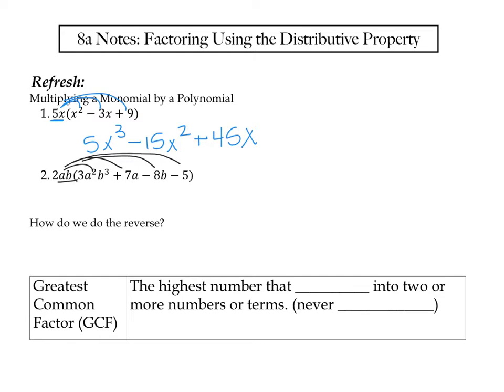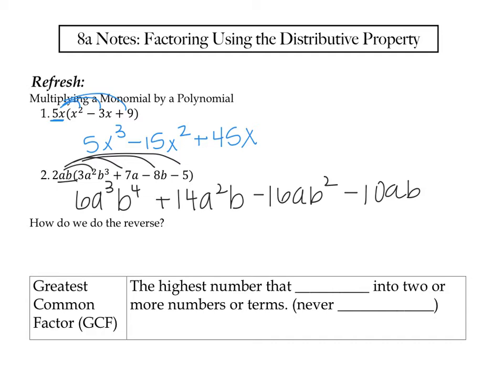So we'll now get 2 times 3, which is 6. A times a squared, which is our a cubed. B times b cubed, which is the b to the 4. So that's that first term. Then we've got 2 times 7, which is the 14. And then a times a, which is a squared. And don't forget about the b. Then we're going to subtract 16ab squared minus 10ab.